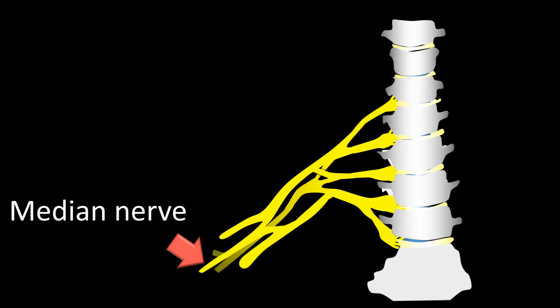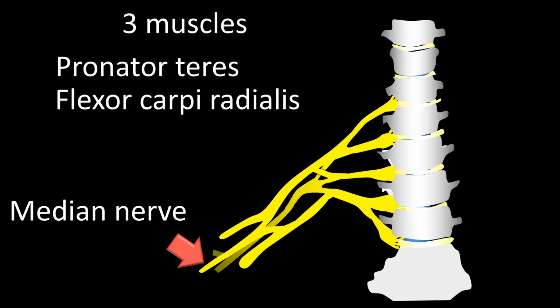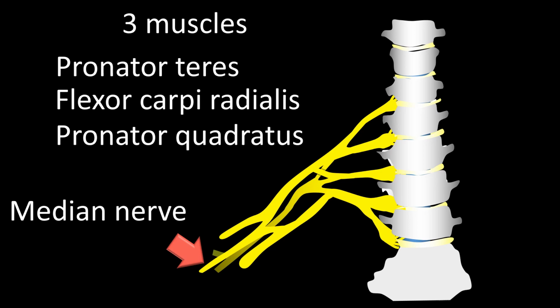The median nerve innervates three forearm muscles that have great impact in the posture of the most common type of brachial plexus palsy that presents in neonates. Those I will address here. These three muscles are the pronator teres, the flexor carpi radialis, and the pronator quadratus.